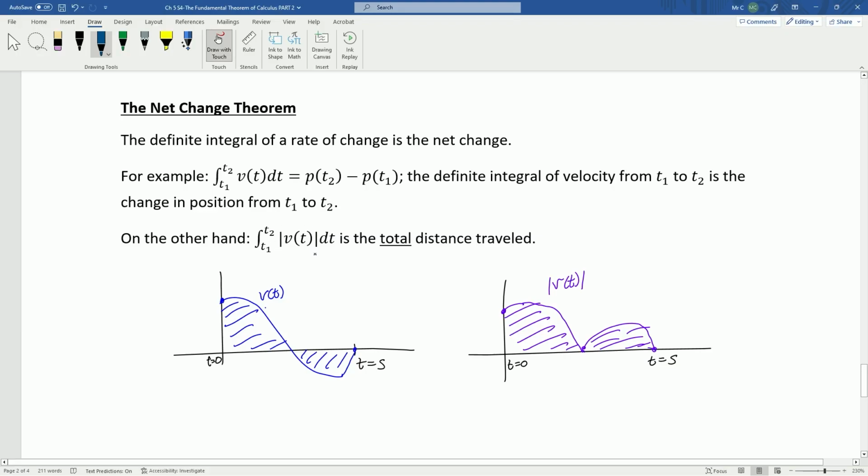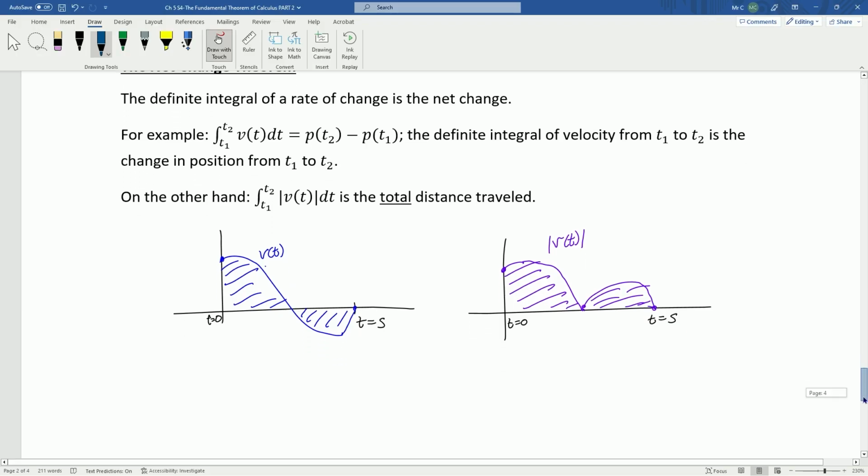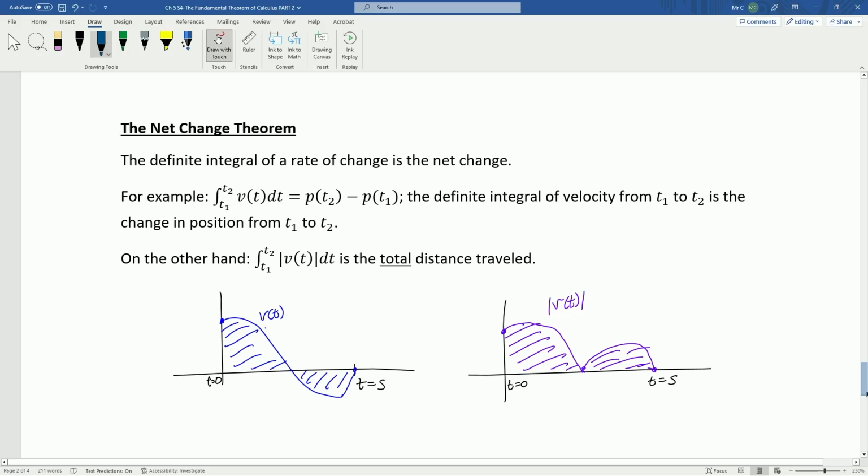So if you want the total distance traveled, you've got to take the absolute value, and we can see that in this graph here. If you look at the velocity of t, you've got a positive portion and a negative portion for this graph. But when you take the absolute value, the negative part flips upwards. And so when you integrate that, it will give you the total distance traveled.